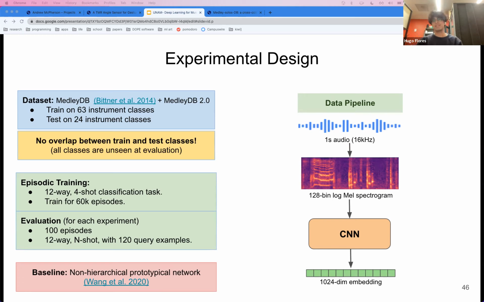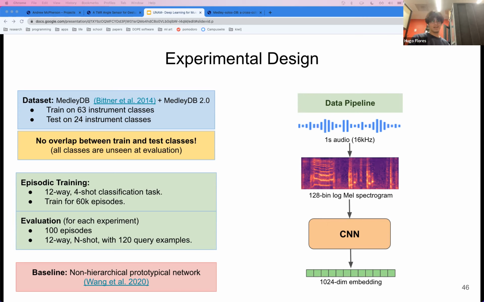As for the data pipeline, or how we trained our model, we removed all silent regions from tracks. So we had a track which was a solo isolated performance of a single instrument, and we removed all the silent regions. We split the data into 1 second chunks, so our model is able to classify on a second by second basis. And we resample them to 16 kilohertz.